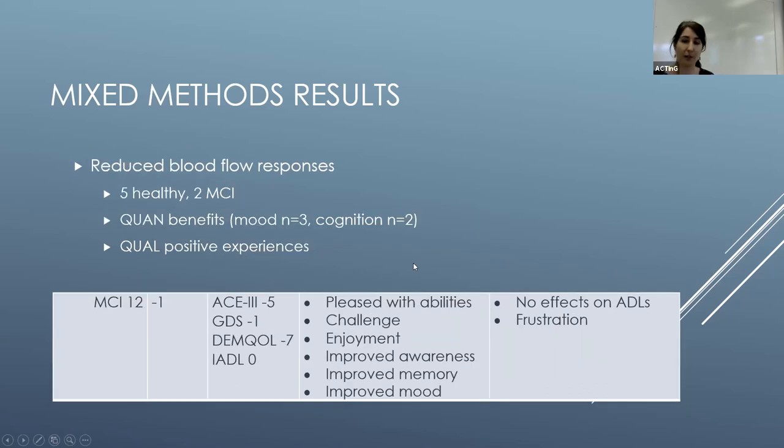And in terms of the reduced blood flow response group, interestingly, again, this was mostly healthy and mild cognitive impairment participants, with some quantitative benefits and generally quite positive qualitative benefits. Interestingly, frustration was a theme that we saw across all of the groups, and that did tend to be around the use of technology, and particularly if there were software problems or things weren't quite going right with the programme that they felt were out of their control.